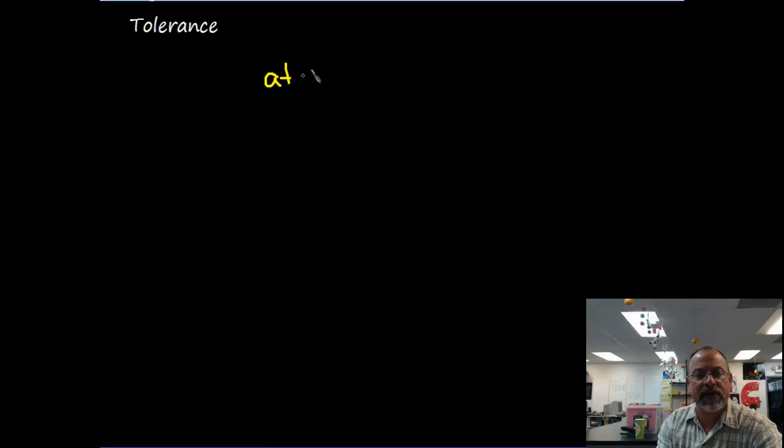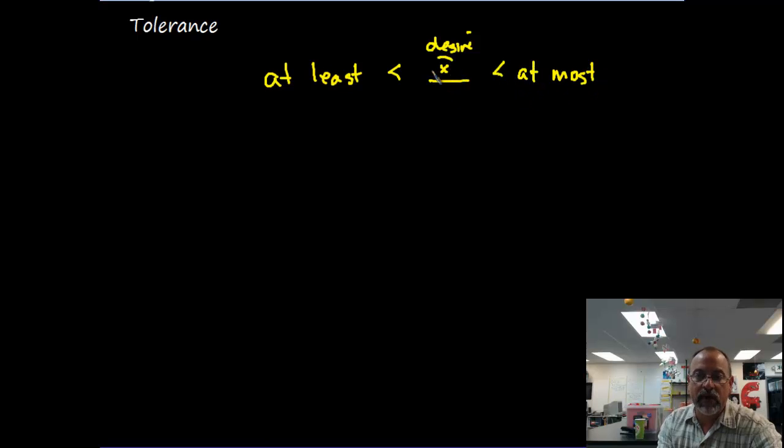So you can kind of think of it this way. It has to be at least this length, okay? And then in here, this is X, this is what I actually want. Or it can be at most this length. Okay, so I really want it to be here, but if you cut it a little bit short, I'll take it. If you cut it a little bit too long, I'll take it as well. Now, if you cut it over my tolerance, then I'm not going to accept the piece of lumber, whatever it may be.